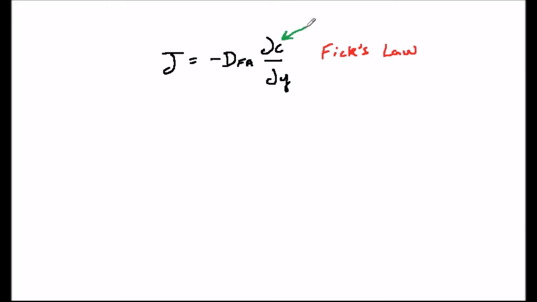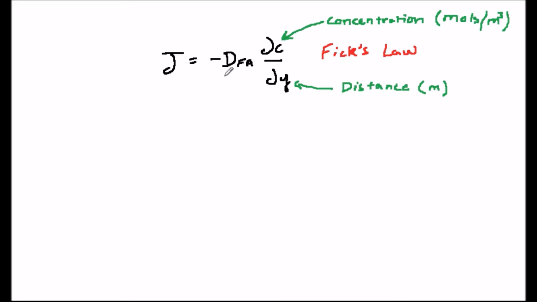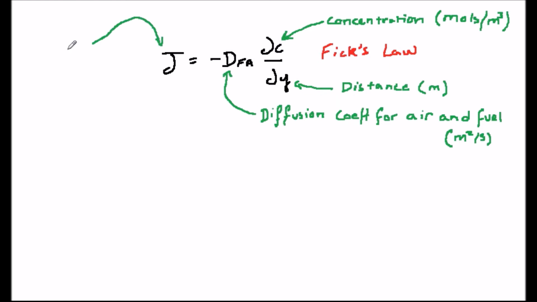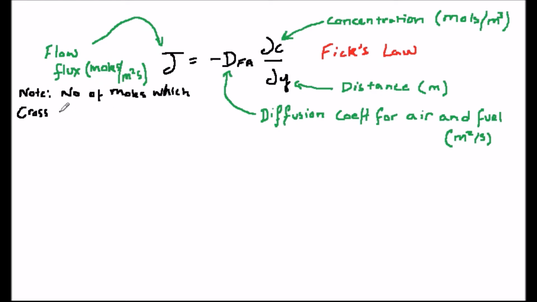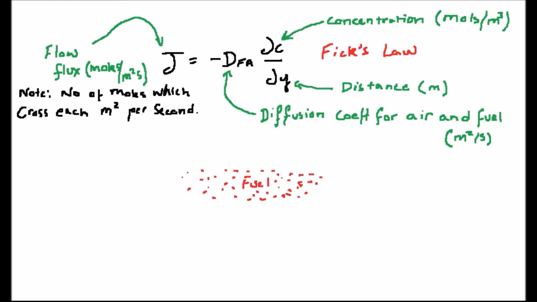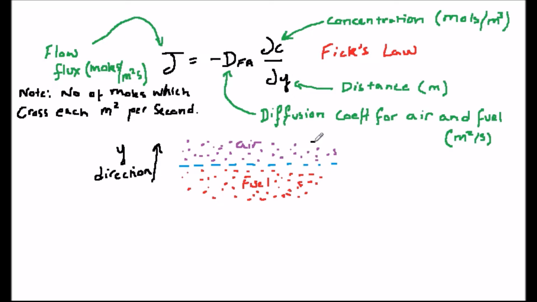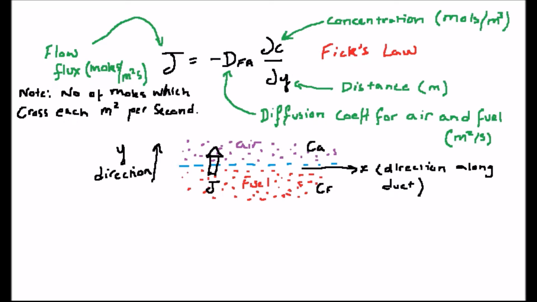Here, C is the concentration of a substance diffusing, either air or fuel, and is typically measured in moles per cubic meter. y is the distance into the fluid, and D subscript FA is the diffusion coefficient, or diffusivity, of the fuel into the air, or the air into the fuel. They both have the same value. The flow flux resulting from this is J, which is measured in moles per square meter per second. So dC by dy is a concentration gradient in the y direction.